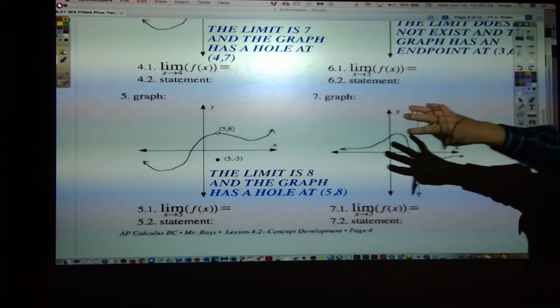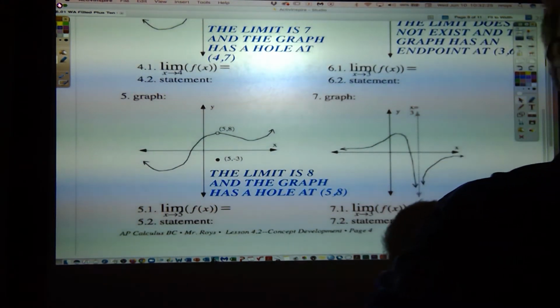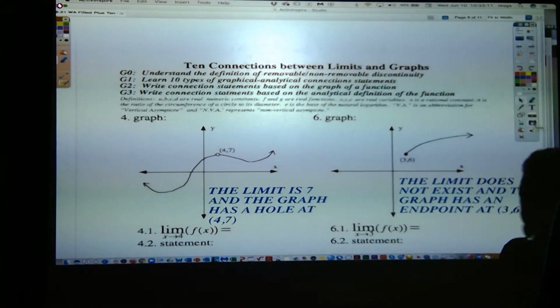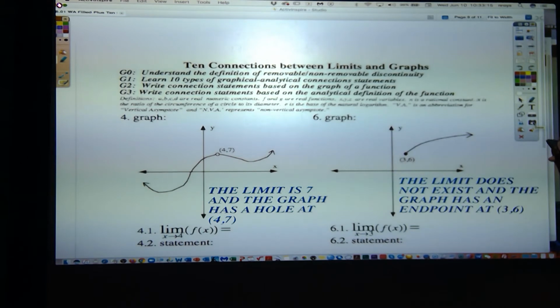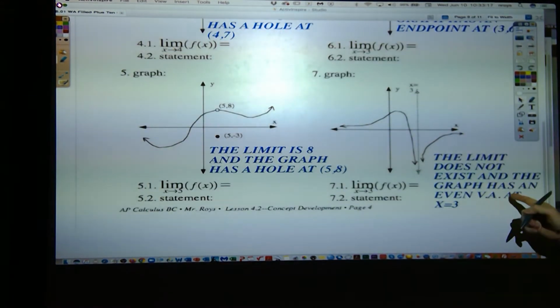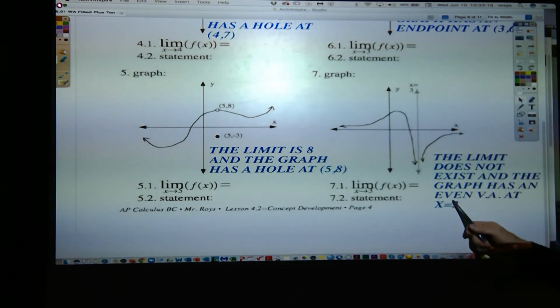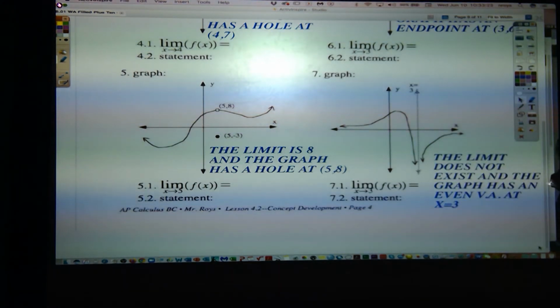Try problem 7 on your own. Pause. On this one, you can say the limit does not exist. Whoops, a little farther down. The limit does not exist, and the graph has an even vertical asymptote at x equals 3.